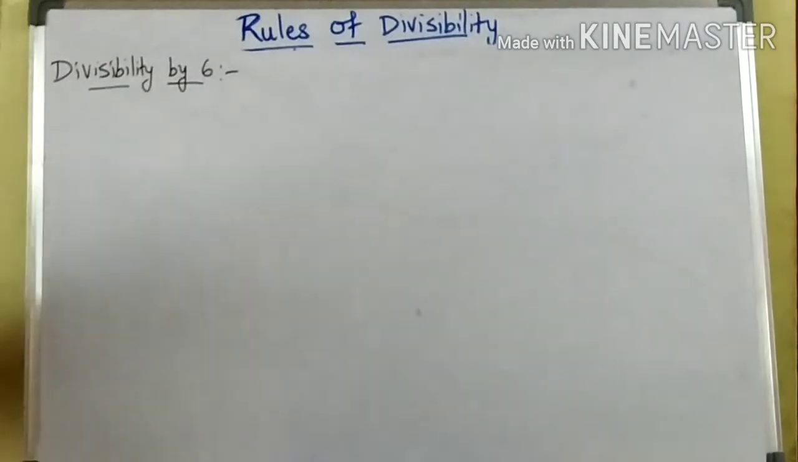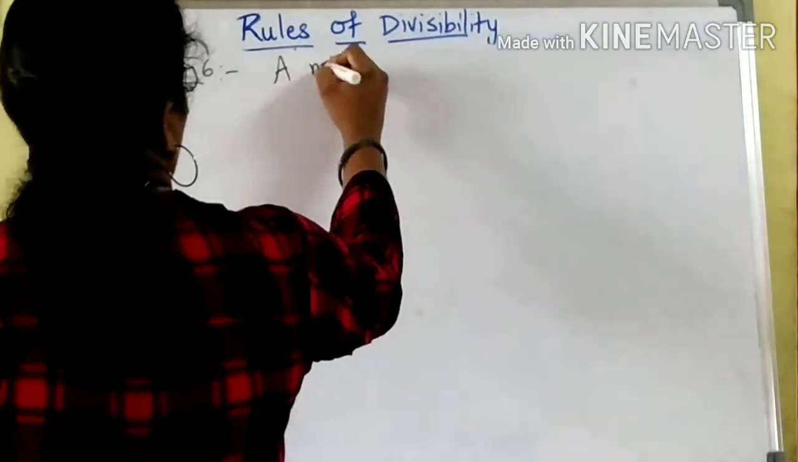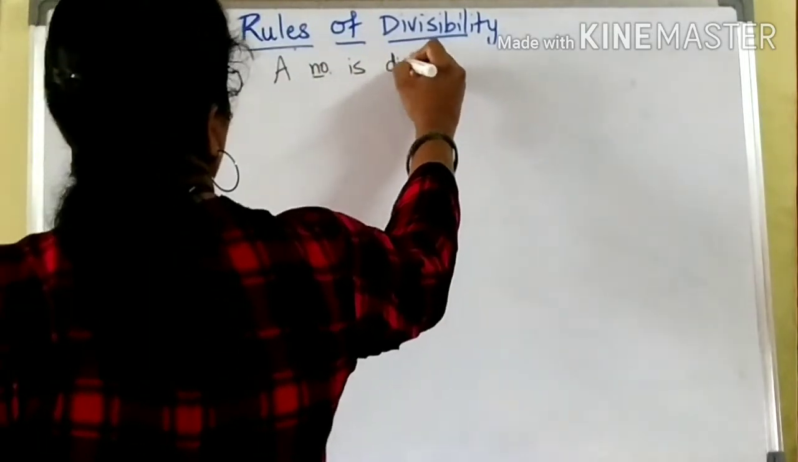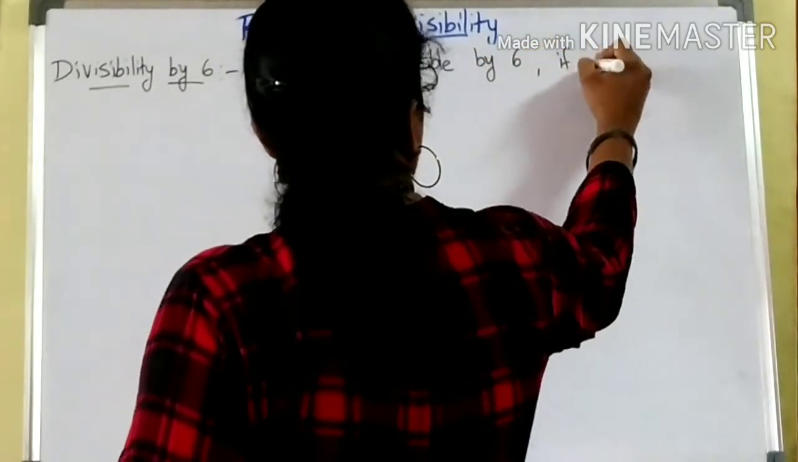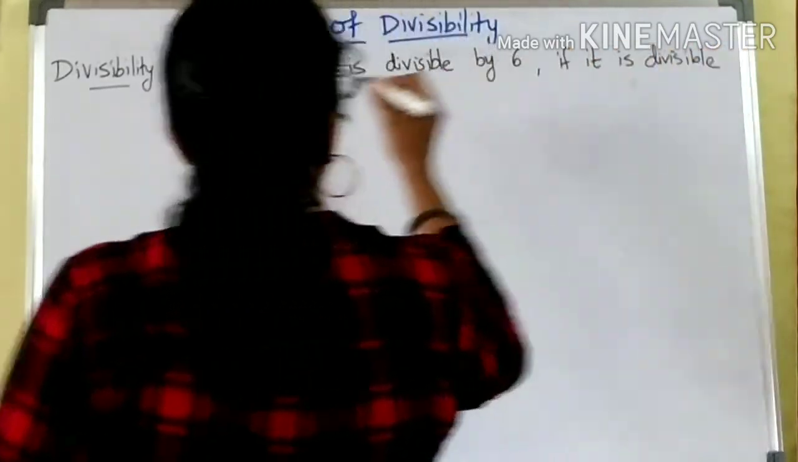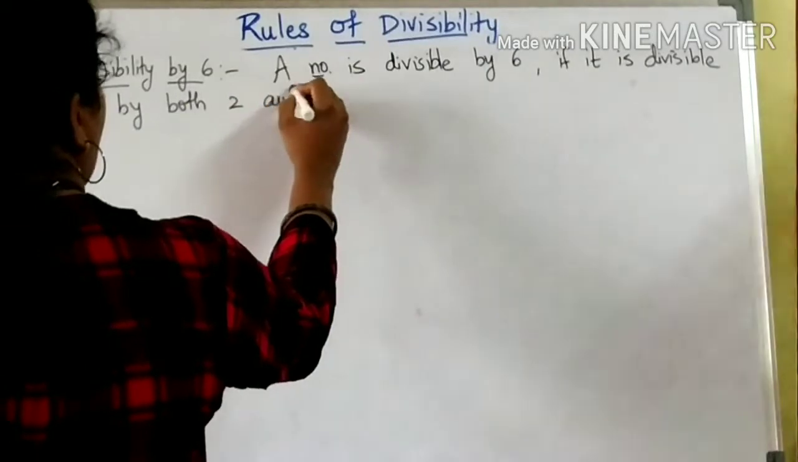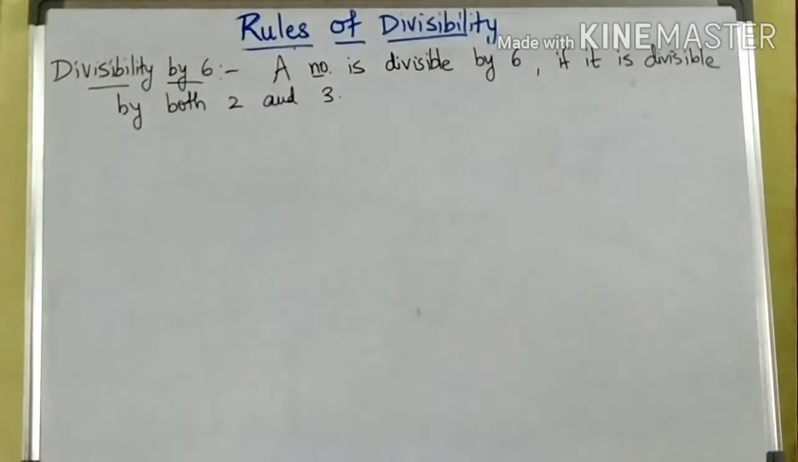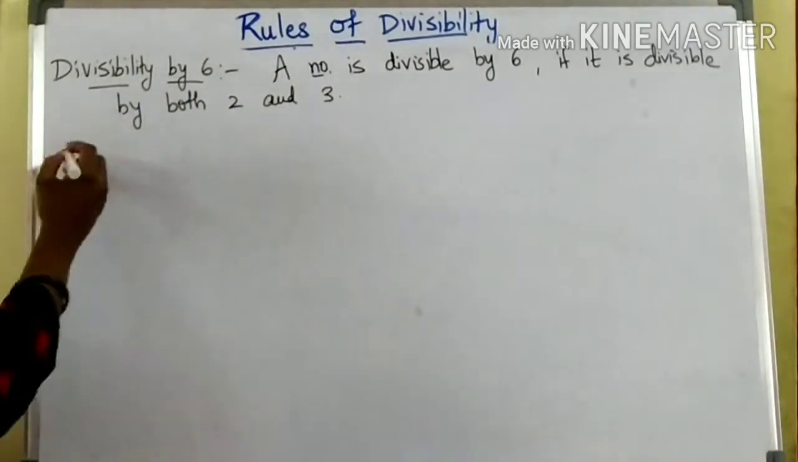Next one, divisibility by 6. How to check whether a number is divisible by 6? A number is divisible by 6 if it is divisible by both 2 and 3. It should satisfy both divisibility by 2 and 3. Then we can say that the number is divisible by 6.